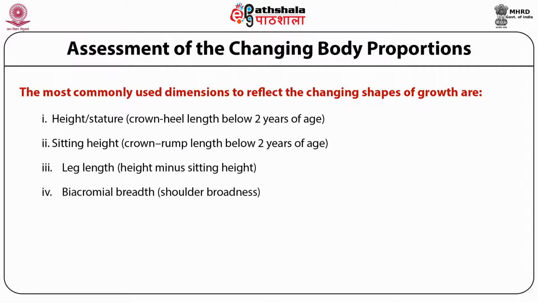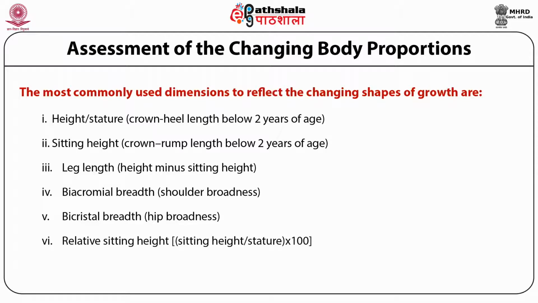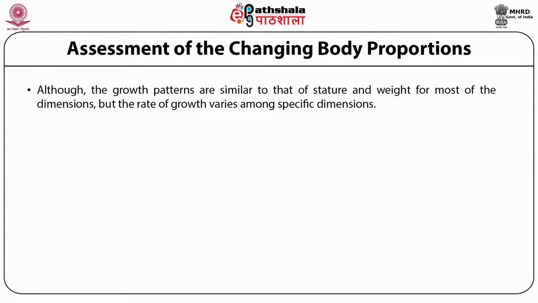Biacromial breadth is the shoulder broadness, and bicristal breadth is the hip broadness. Relative sitting height is compared to the stature, and the shoulder-hip ratio is the relative ratio between the biacromial breadth and the bicristal breadth. Although the growth patterns are similar to that of stature and weight for most of the dimensions, the rate of growth varies among specific dimensions. Such changes are responsible for variations in body proportions during growth.